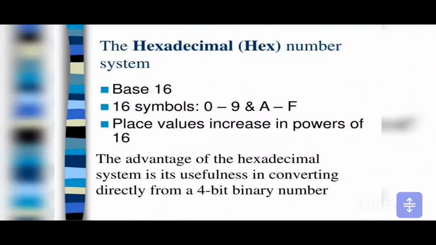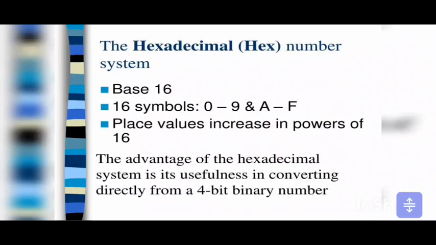Now the fourth number system is the hexadecimal number system. In short, we can call it hex. Its base is 16, meaning hexa and deci: hexa has 6, so its letters are from A to F, and deci means a total of 10 digits, from 0 to 9. Place value increases in powers of 16. The advantage of the hexadecimal number system is its usefulness in converting directly from a 4-digit binary number.